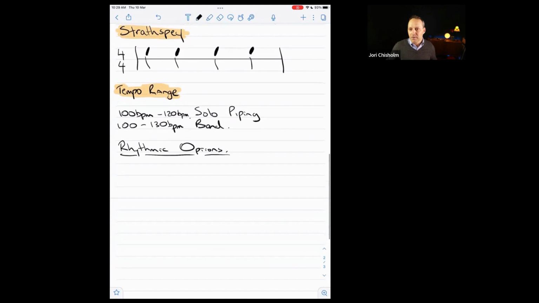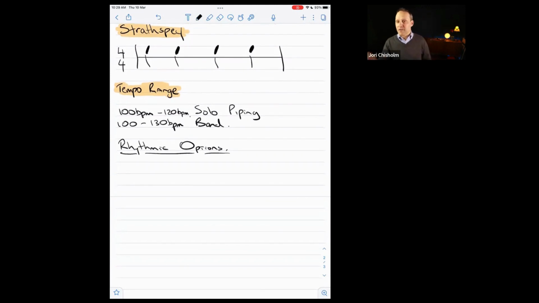So what's interesting about Strathspeys as compared to marches is that we have no even pairs of eighth notes in a Strathspey pipe tune. Your pairs of notes are either going to be dot cut with a long note first, or it's going to be cut dot with the short note coming first.